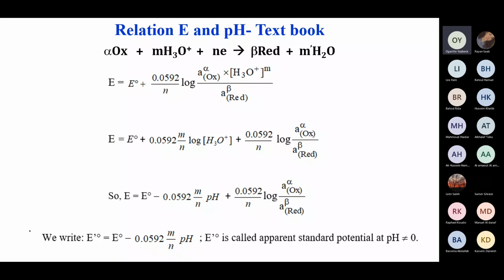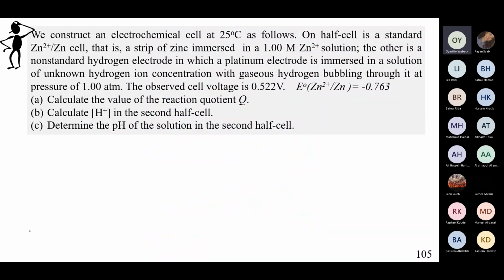Same idea, same type of derivation. We conduct an electrical cell at 25 degrees as follows. One half cell is a standard zinc cell, that is a strip of zinc immersed in 1 molar zinc. So we have a cell with a strip of solid zinc immersed in 1 molar Zn2+.